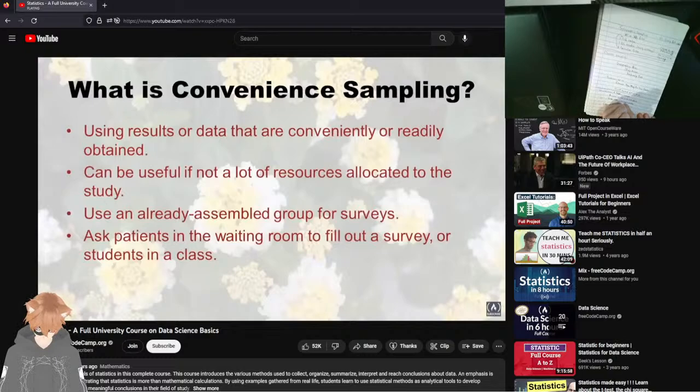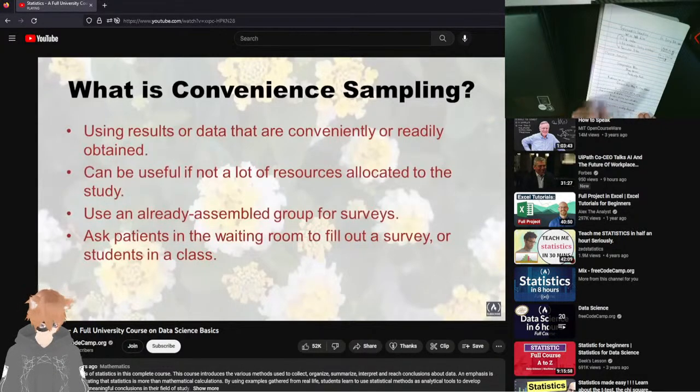And also, the questions I was asking them about were low risk, so it was the kind of stuff where it didn't matter much, like whether they were at risk for diabetes. Convenience sampling is convenient because it uses an already assembled group for surveys, like I was doing at the health fair.